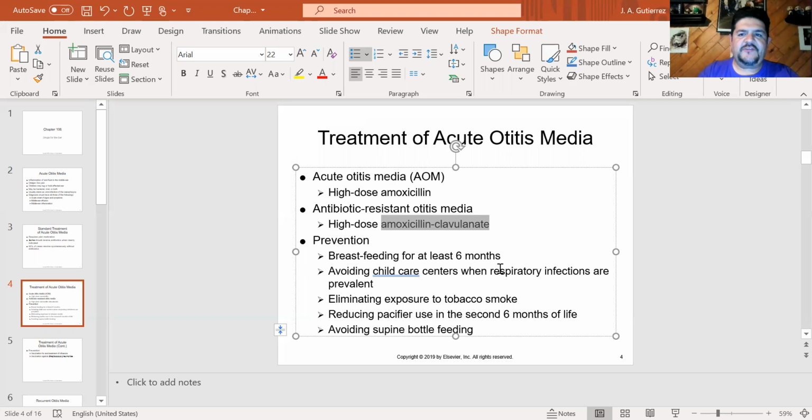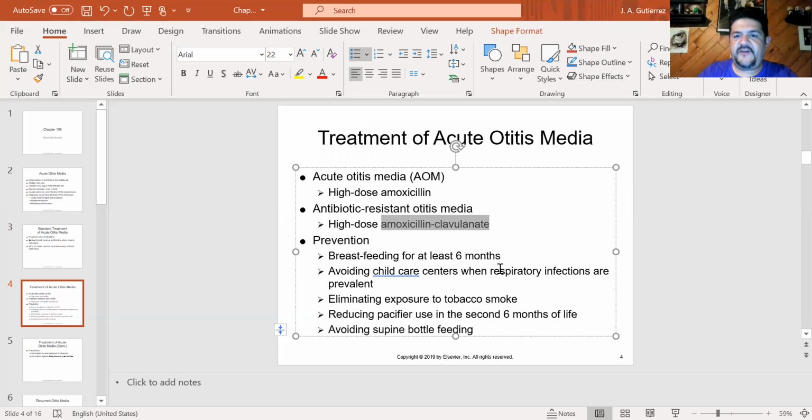Regarding the prevention of otitis media in kids and toddlers, there is breastfeeding for at least 6 months, because breast milk has antibodies that help fight this type of infection in kids. Avoid daycares, where most of the kids have some type of respiratory infection. Very hard to do. Eliminate people that smoke around that kid. Reduce the use of pacifiers after 6 months of age.